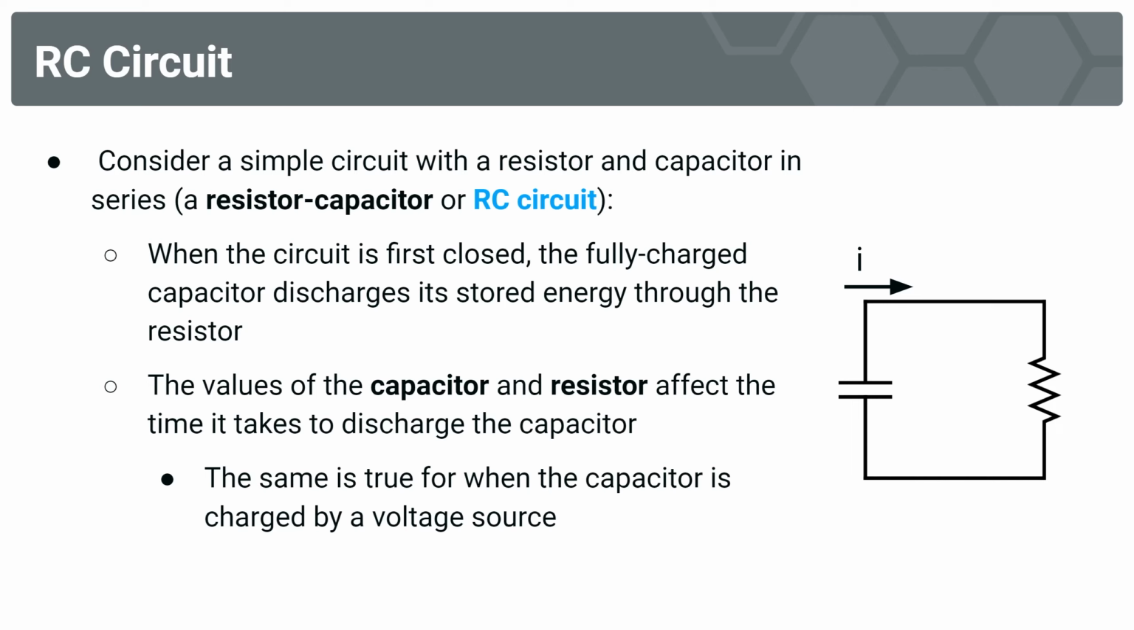We fully charged the capacitor ahead of time, and now we close the circuit. We connect the capacitor to the resistor. What will happen to this fully charged capacitor is that it will discharge its stored energy through the resistor. It will generate current. Now, the amount of time it takes to discharge that capacitor is dependent on the capacitance and the resistance. So the value of the capacitor and the value of the resistor. And this same principle is true for when the capacitor is charged by a voltage source.